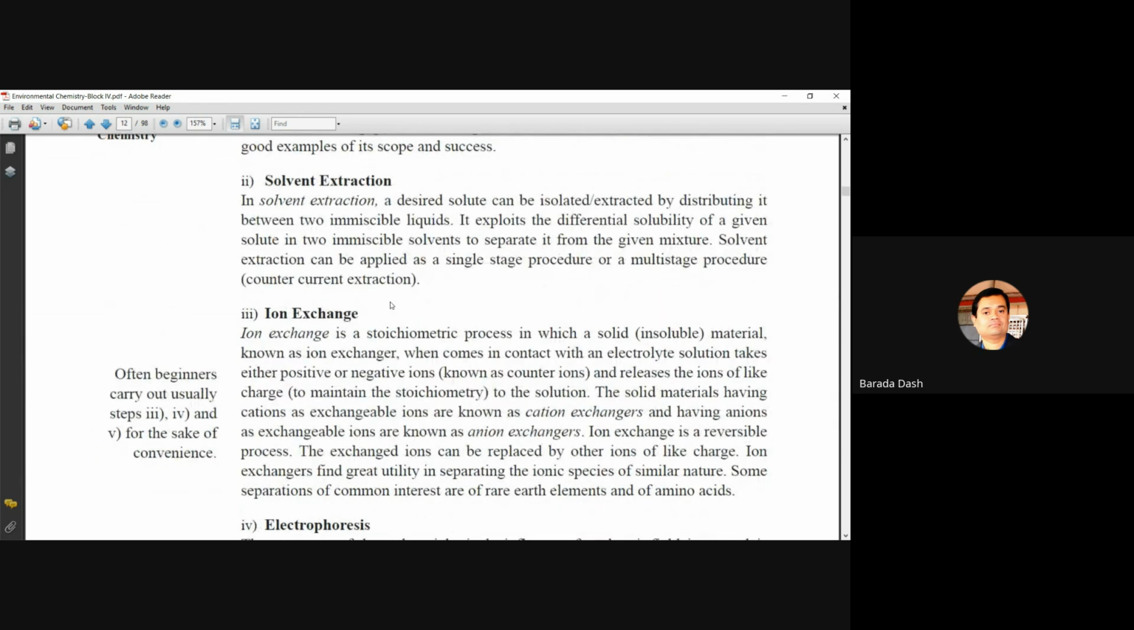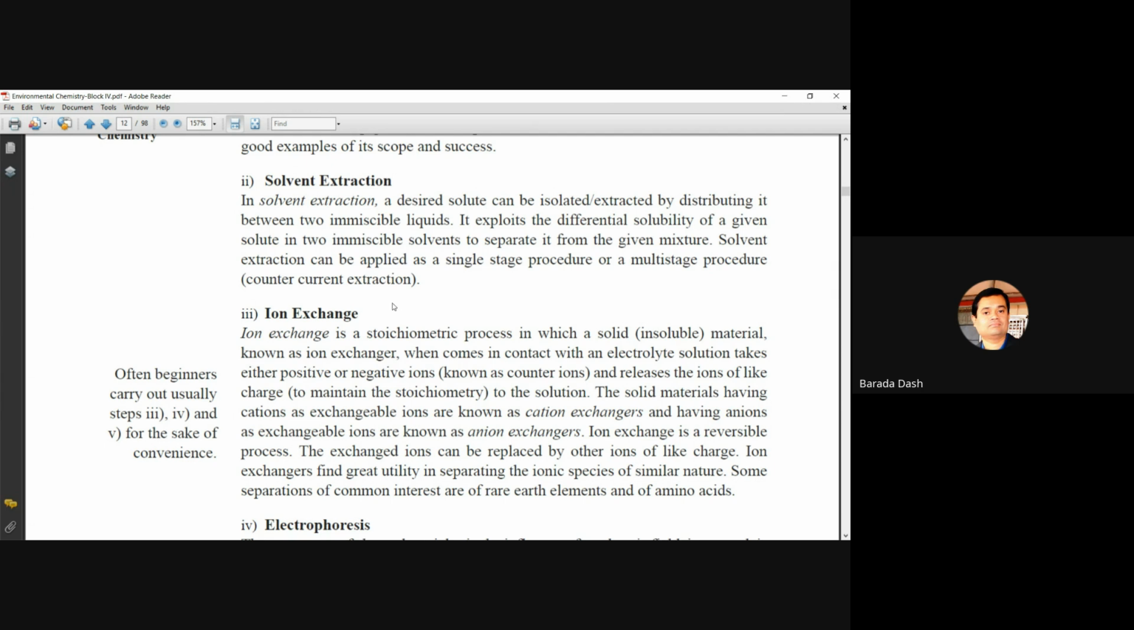Solvent extraction. In solvent extraction, a desired solute can be isolated, extracted by distributing it between two immiscible liquids. It exploits the differential solubility of a given solute in two immiscible solvents.